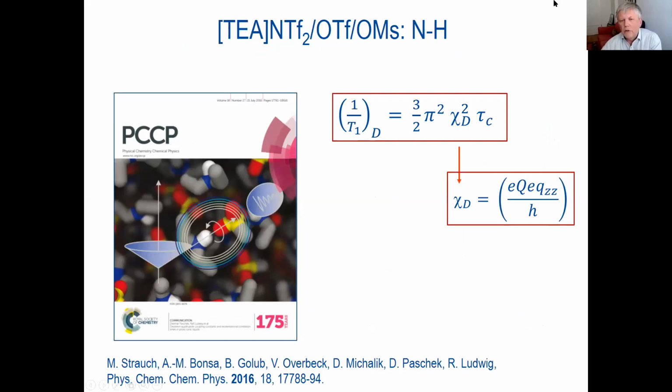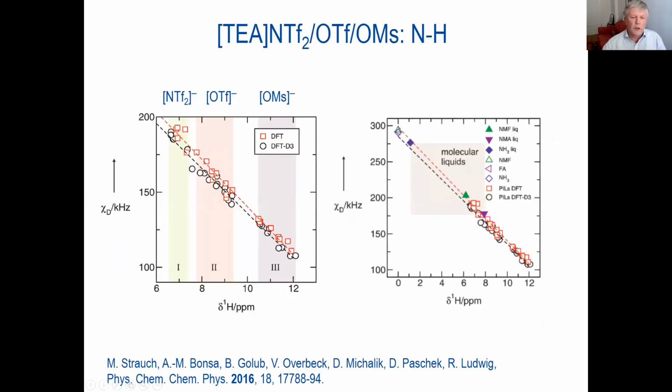So we measure the deuteron relaxation rate, want to get the correlation time, and have no idea, in particular for ionic liquids, none of these coupling parameters are known, right? We have no idea about the deuteron quadrupole coupling constant. So we used again the approach, and here we have the same triethylammonium cation, but three different anions of different interaction strengths.